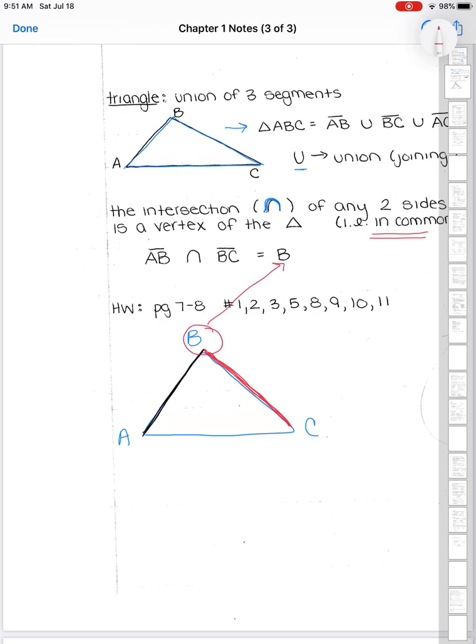When we talk intersection, it is what they have in common. So if you have segment A to B, it starts at A, ends at B. If you have segment B to C, it starts at B, ends with C. What they have in common is right here. So that is why it is B. And what I would even suggest is write point B so that we know it's a point.